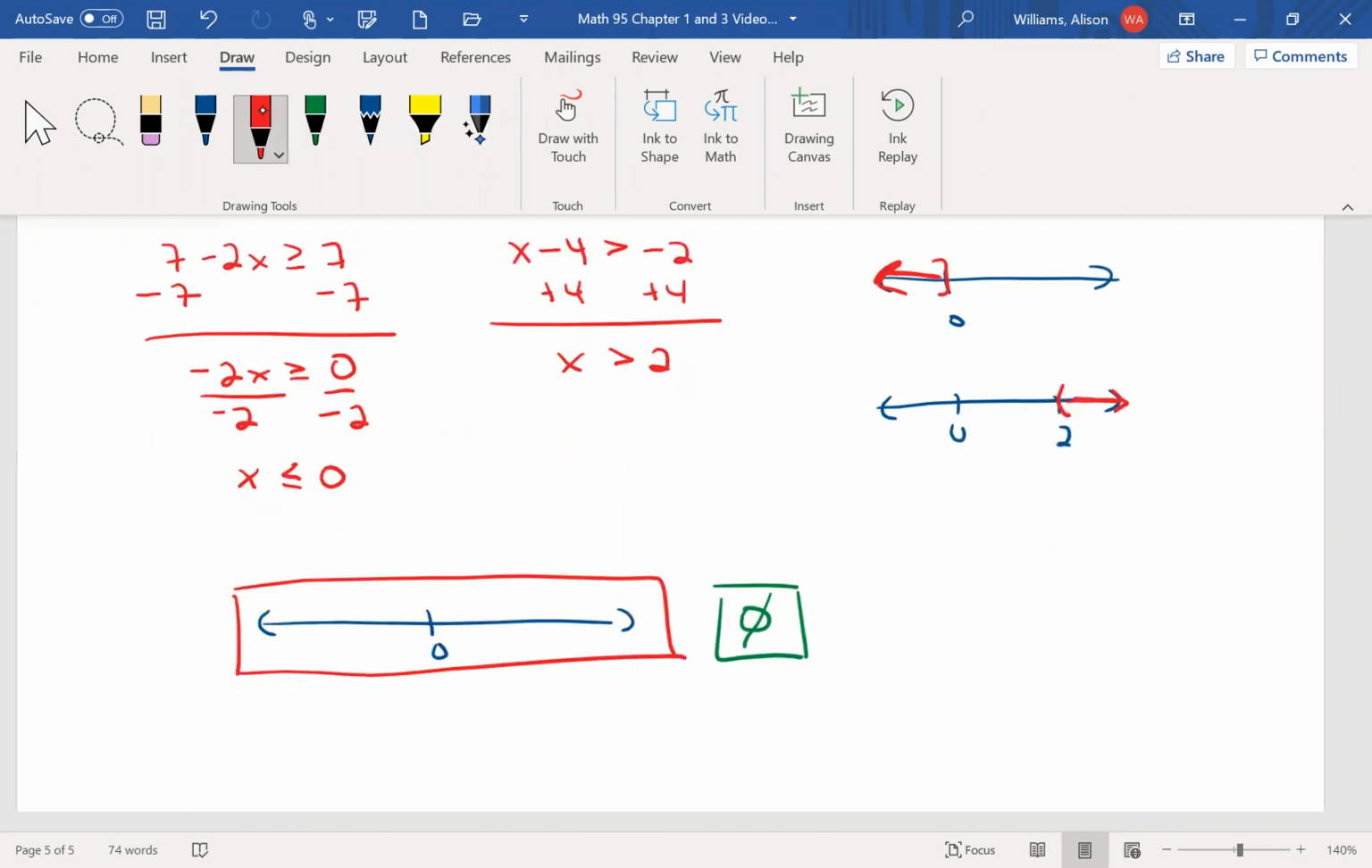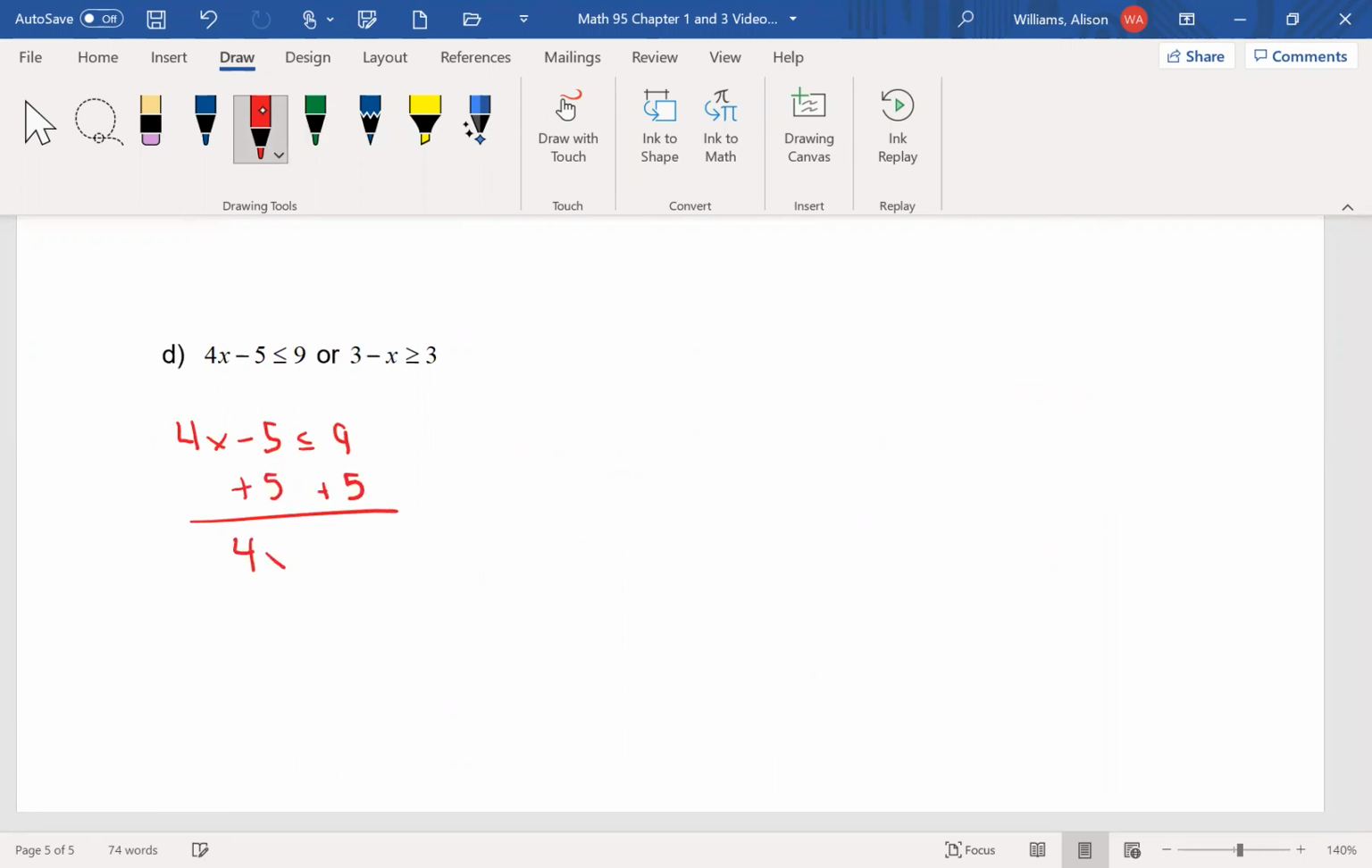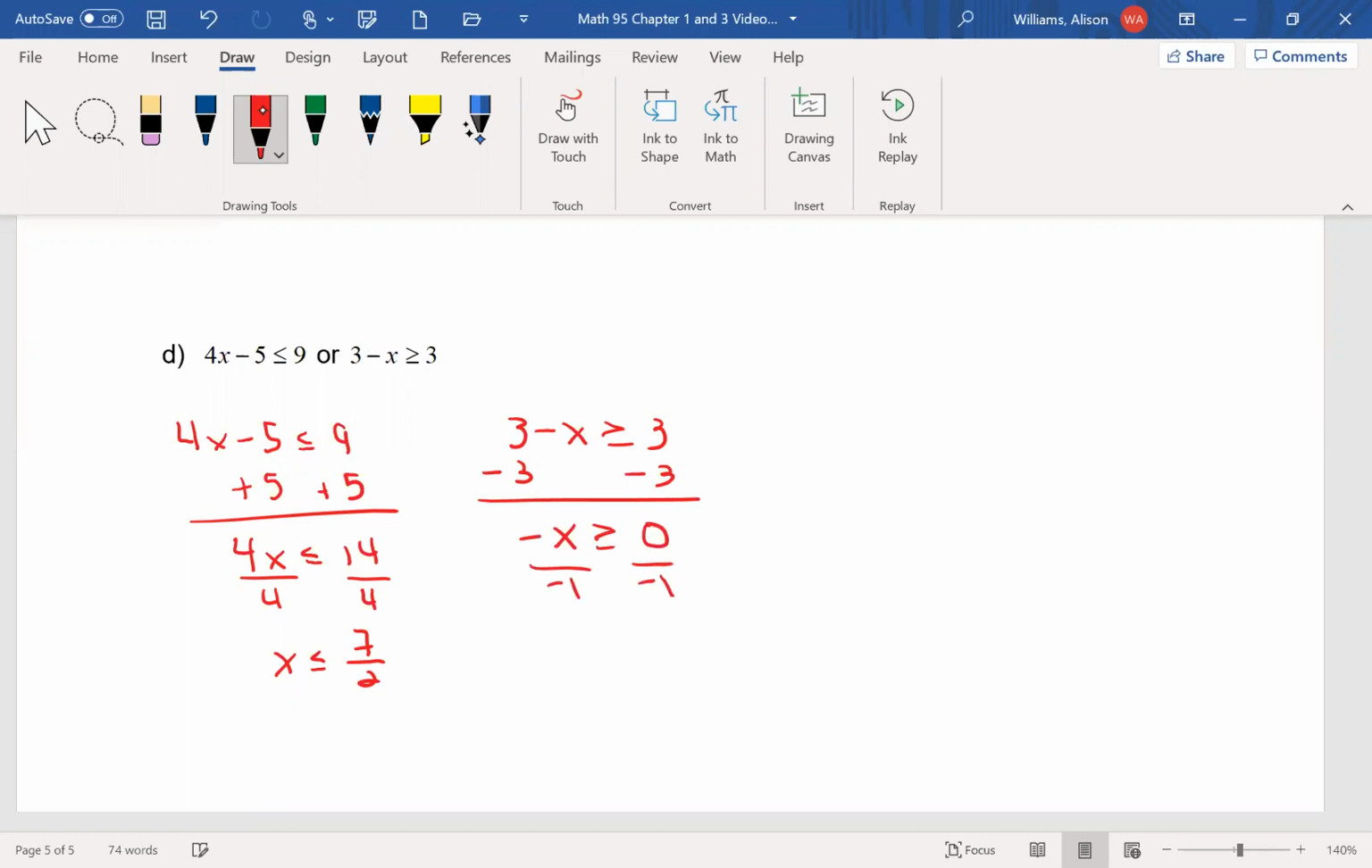All right, let's try one more. For this one, I'm going to add 5 to the 9, which will give me 14, divide by 4. It doesn't go in evenly, but it does reduce to 7 halves. This one, subtract 3. We've got the magic 0 again. Dividing by -1 is going to flip the sign. All right, there we go. So 7 halves, that is 3 1/2.